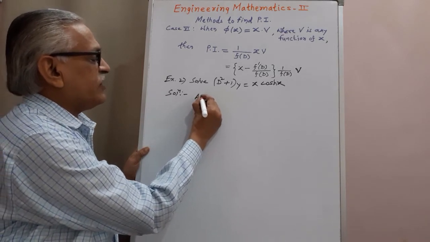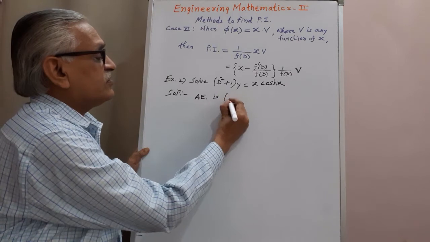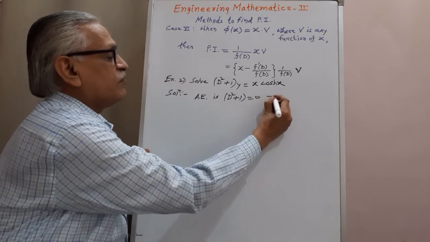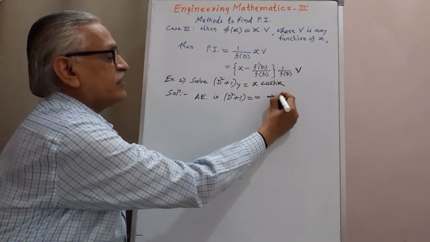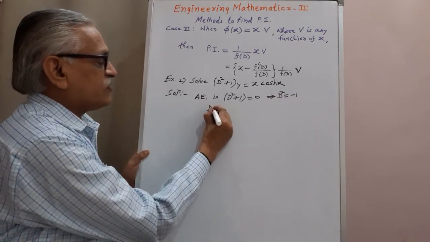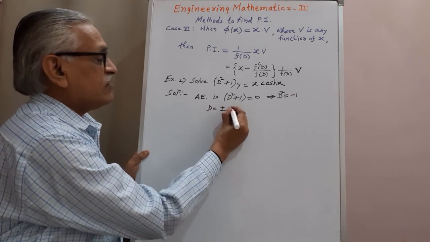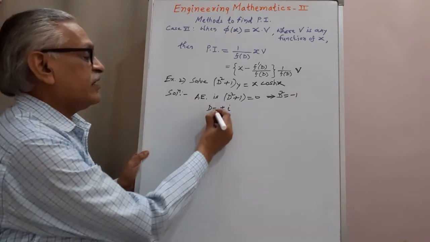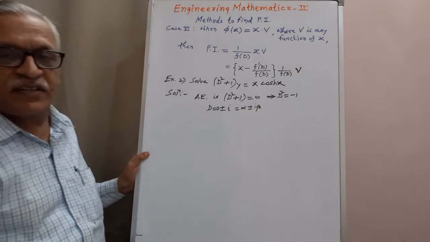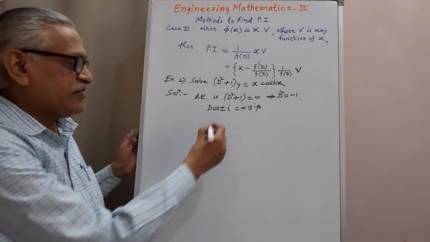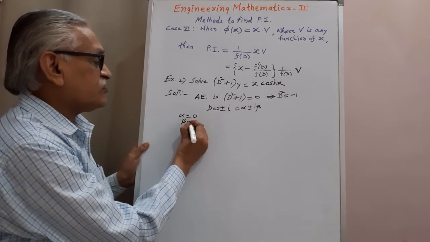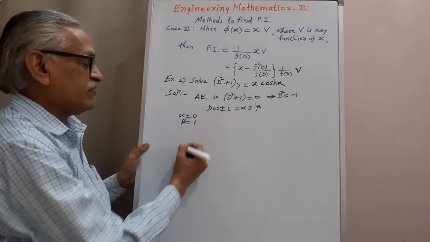First step, auxiliary equation to find CF. Auxiliary equation is D square plus 1 equals 0. It implies, transferring to the other side, D square is equal to minus 1. Taking square root on both sides, D is equal to plus minus root of minus 1, which is i, and therefore it is in the form of alpha plus minus i beta. Roots are imaginary roots, with alpha equal to 0, the real part, and beta equal to the coefficient of i, which is 1.